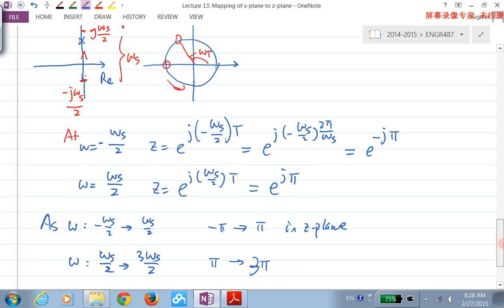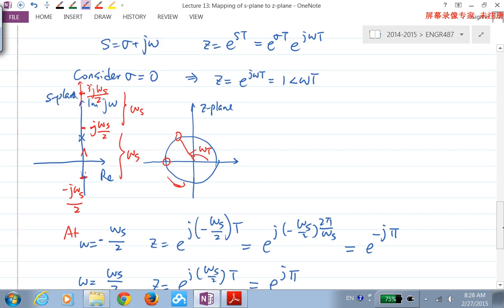Essentially, on the j omega axis, I don't need to look at the whole j omega axis. In theory, I only need to look at this portion here, because that pretty much covers the whole unit circle now. Good point. So now let's do this.